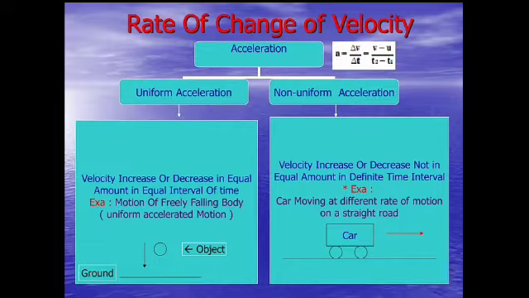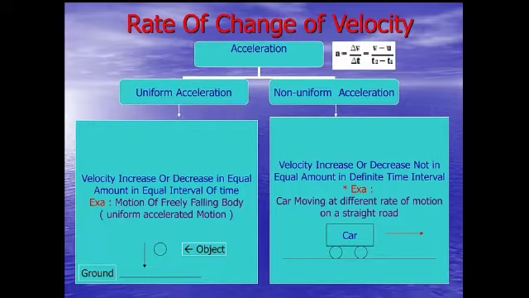Now let us take the rate of change of velocity. It is the acceleration. Acceleration is given by delta v upon delta t. It is equal to v minus u upon t2 minus t1. Uniform acceleration and non-uniform acceleration. In the case of uniform acceleration, velocity increases or decreases in equal amounts in equal intervals of time. This is known as uniform acceleration.